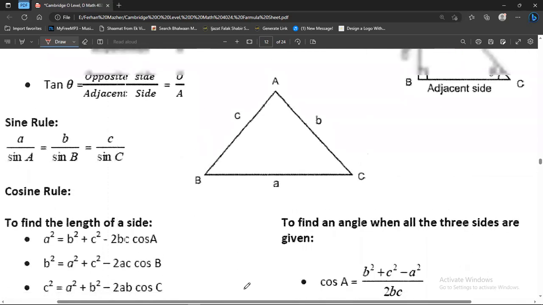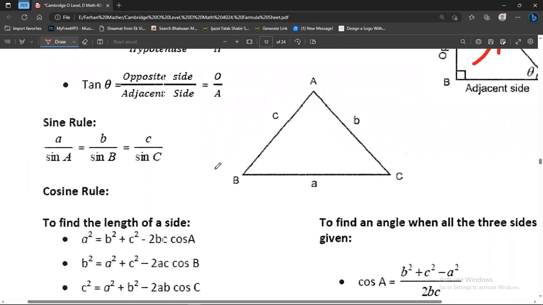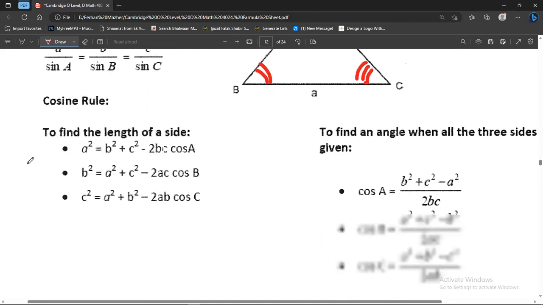Okay, the sine rule is very simple. It's a relationship between the sides and the opposite angles. So side A divided by sine A, B divided by sine B, and C divided by sine C. This is A by sine A equals B by sine B equals C by sine C. This is called the sine rule.